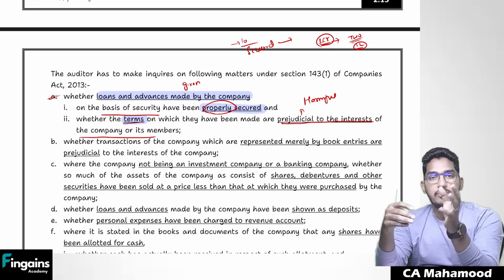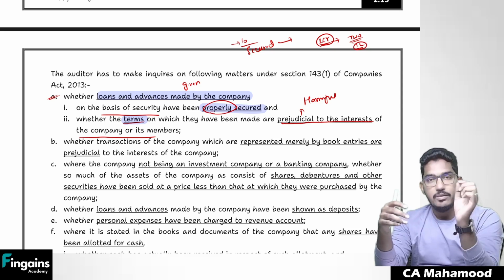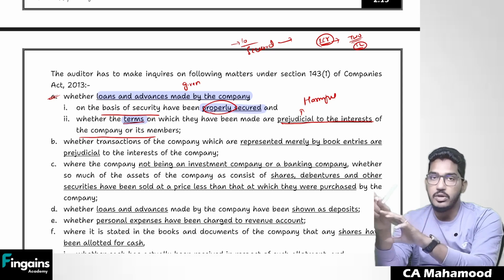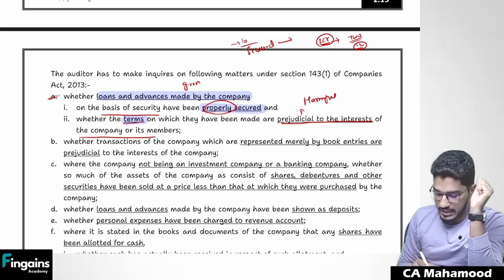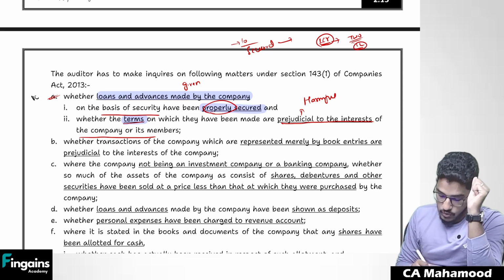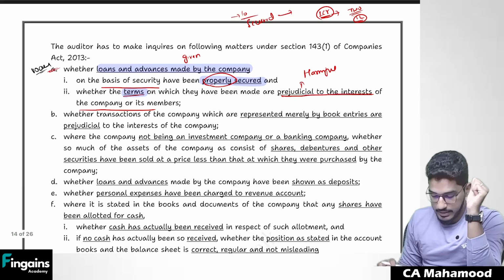So I need to verify whether my client company has given a loan and on what terms and conditions they have given the loan. Are they prejudicial? Are they favorable terms, or unfavorable terms? So that I have to comment. So the first point under 143 subsection 1 is regarding loans and advances given by the company.